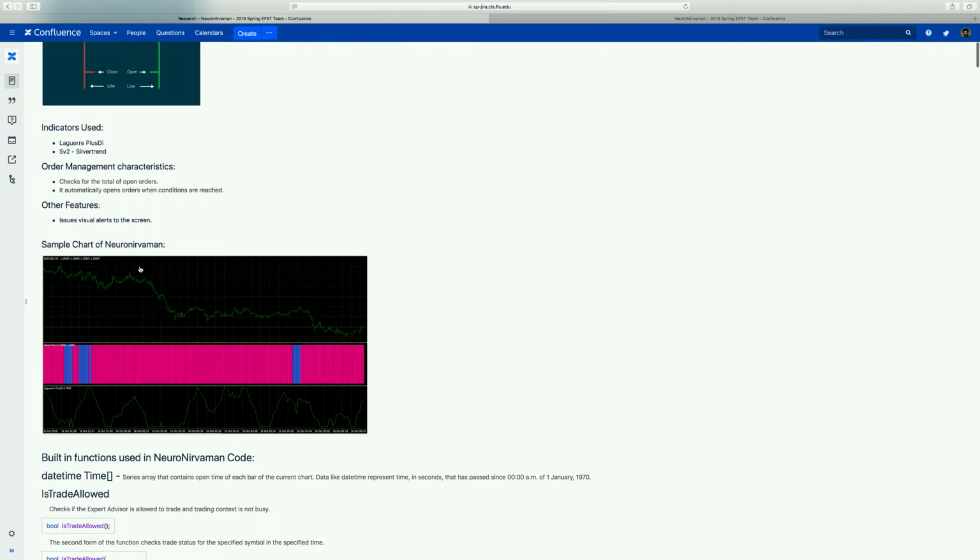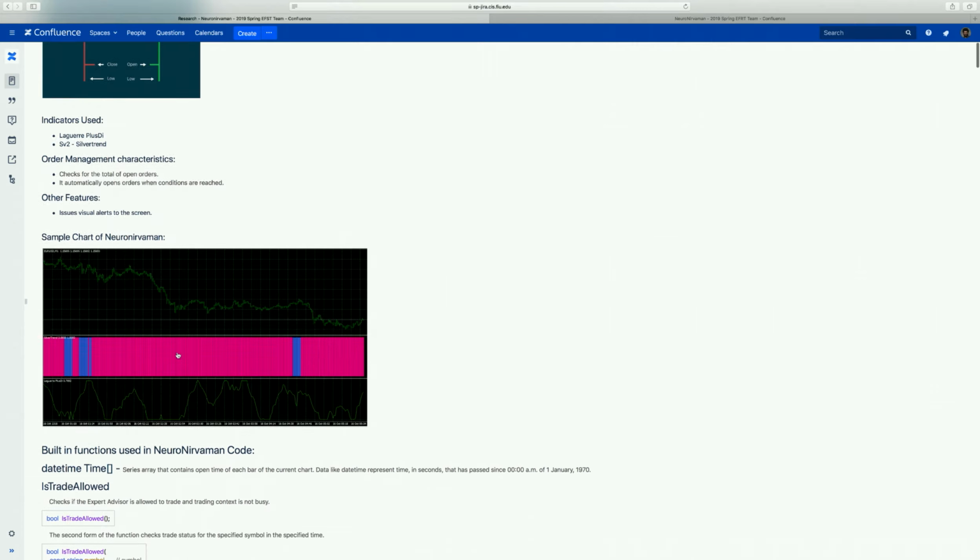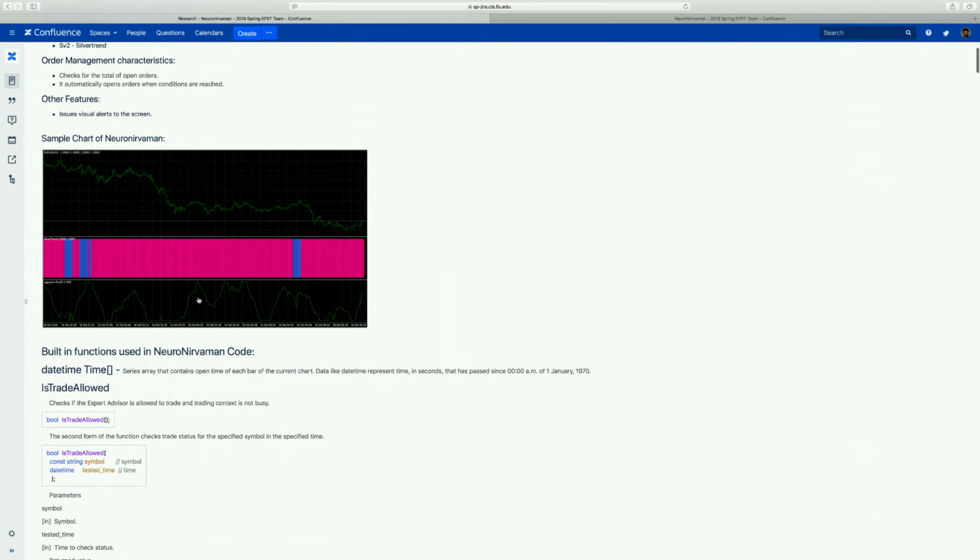Here's a sample output of Neuronirvaman. Here's Euro USD M1, and this is what the silver trend looks like. And this is the Laguerre plus DI indicator. We'll talk more about those in a second.